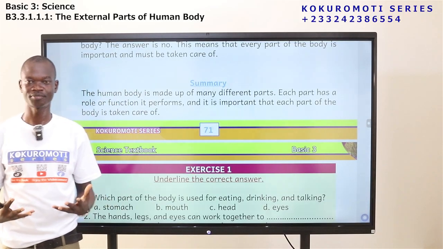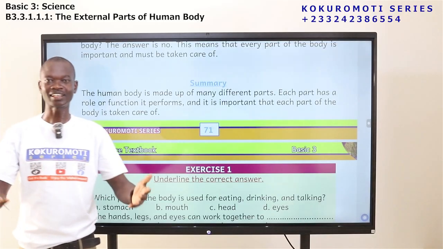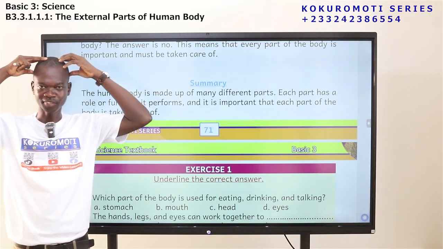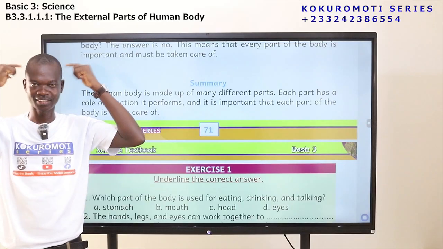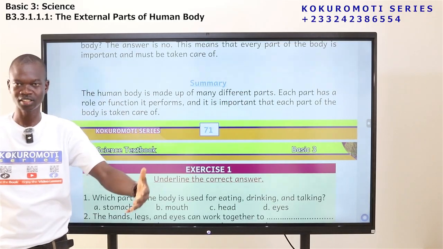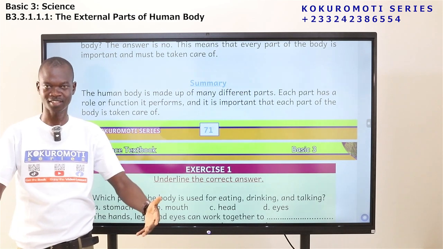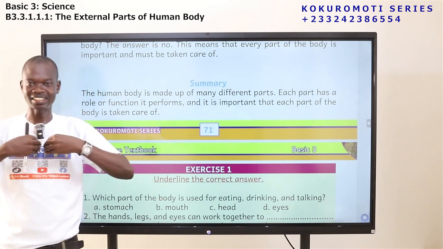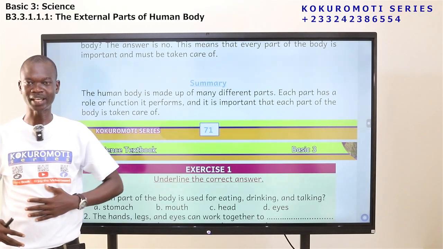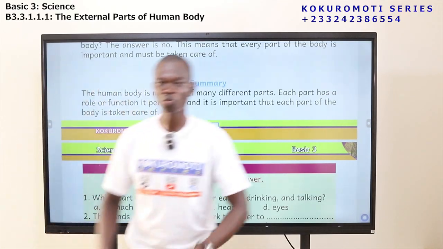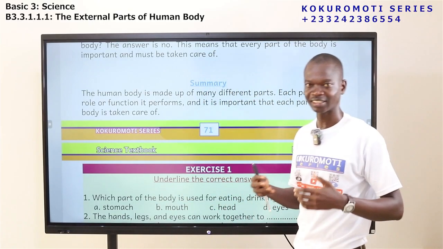When you talk of external parts, they are the parts of our body that we can see with our eyes. What are some of the external parts? We have the head, where the brain is. We have the hands, which are used to touch and hold things. We have the neck, which supports the head. The chest is here. We have the abdomen, the legs. Have you seen it? Yes, so we have so many parts.